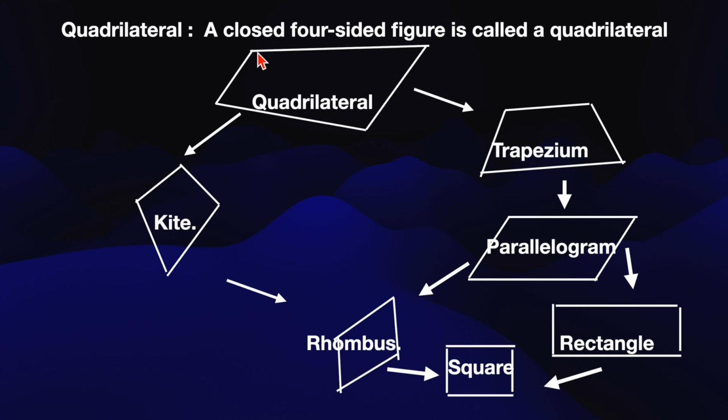Quadrilateral. A closed four-sided figure is called a quadrilateral. So these are examples of quadrilaterals. All of them have four sides. Trapezium, parallelogram, rectangle, square, rhombus, kite.